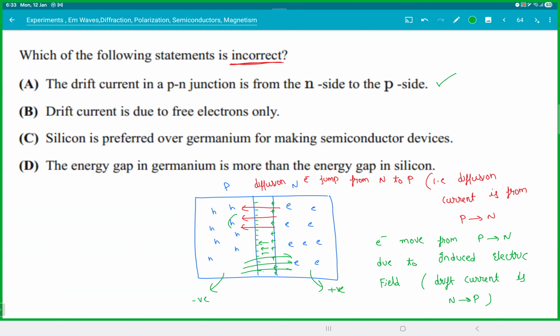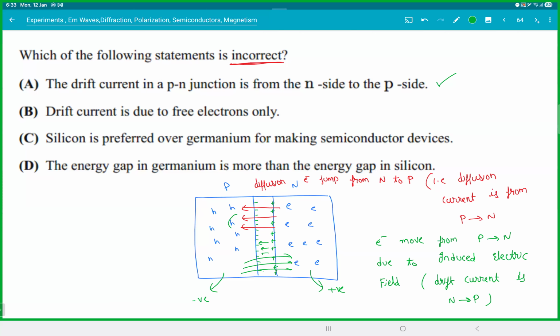This is right. I hope you're getting the difference. Diffusion current and drift current are two different things. Diffusion is because of concentration. Drift is because of your electric field. I hope the scenario is clear. So finally you reach equilibrium and you get that forbidden gap in the middle. And I hope you remember the width of the forbidden gap depends on 1 by doping concentration.